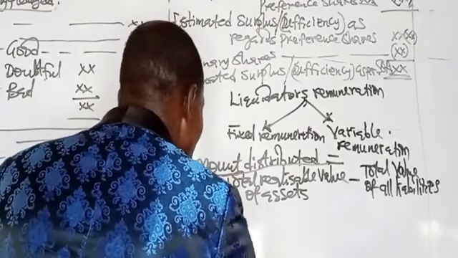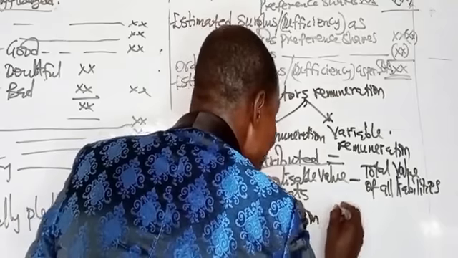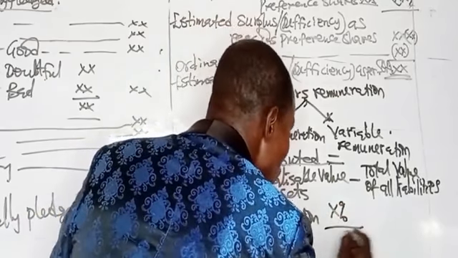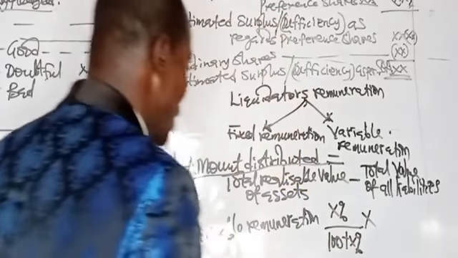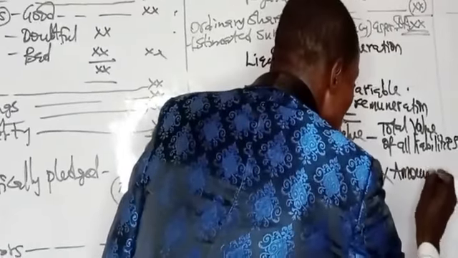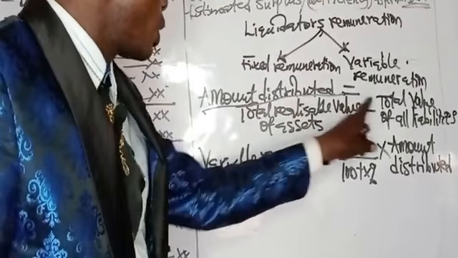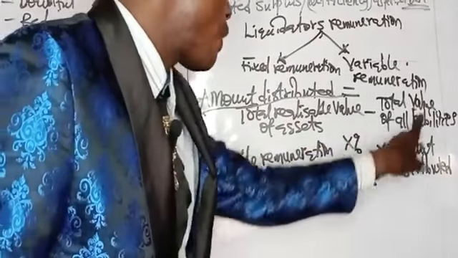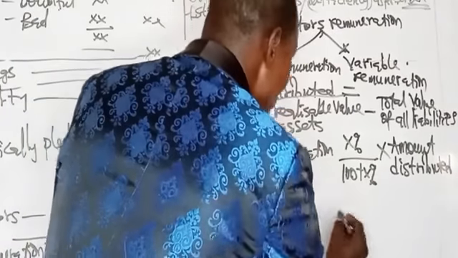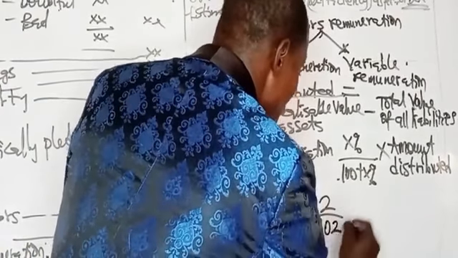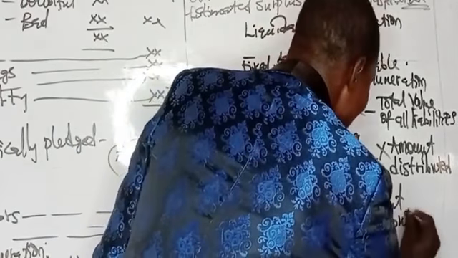Variable remuneration will be the percentage remuneration, let's assume the percentage is X%, over 100 plus percentage remuneration, times amount distributed. I've told you that amount distributed will be calculated as total realizable value of assets minus total value of all liabilities. So if this variable remuneration is 2%, that means you are going to have 2 over 100 plus 2, which is 2 over 102, times amount distributed. Please take note of this.